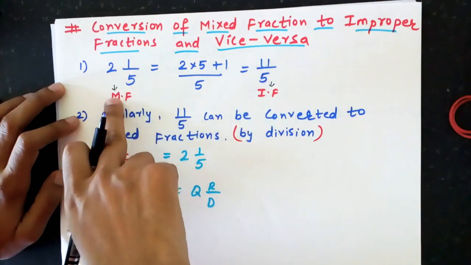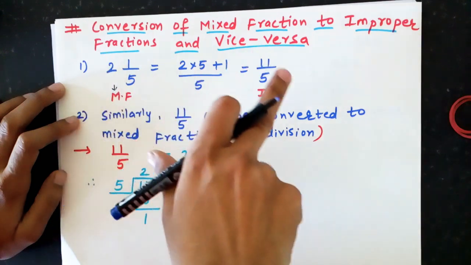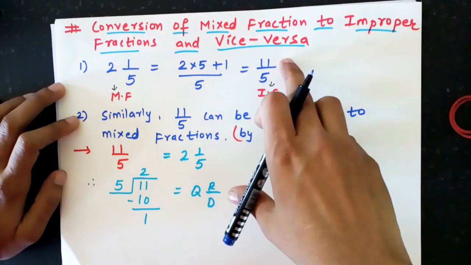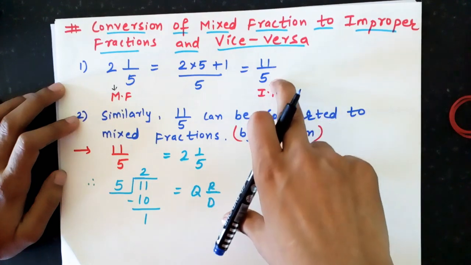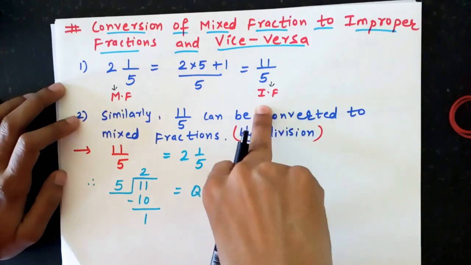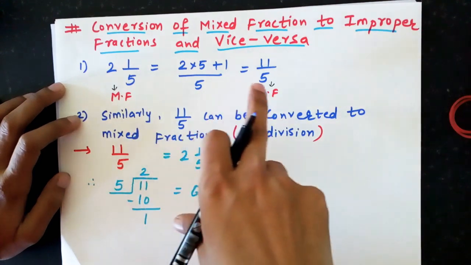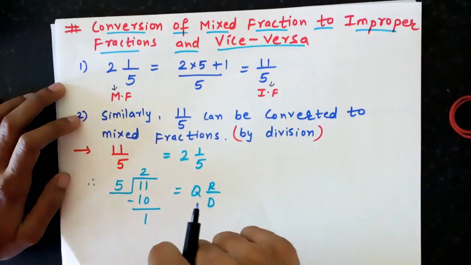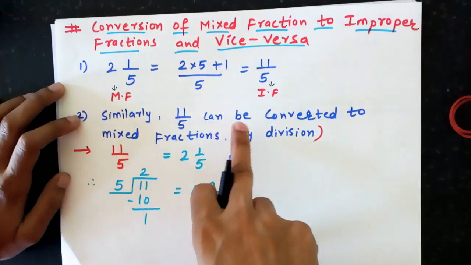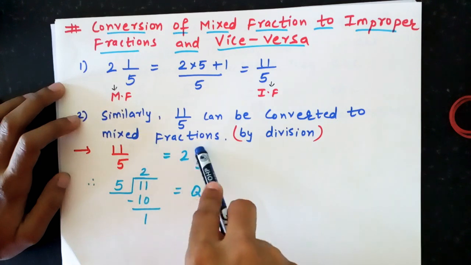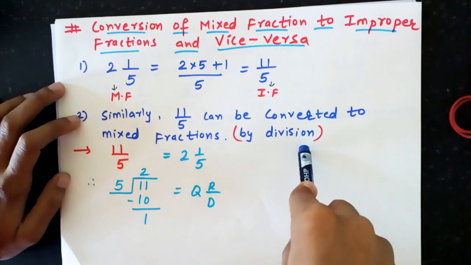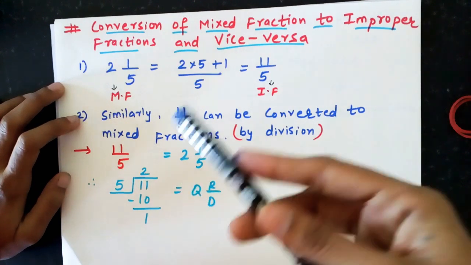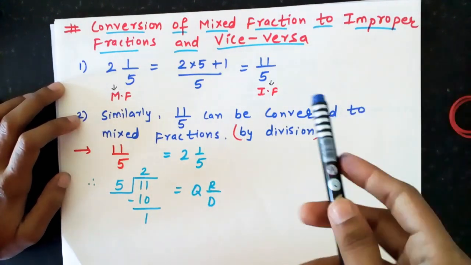So first this was a mixed fraction, and the answer we are getting is an improper fraction. Why improper? Because the numerator is greater than the denominator. We have seen the definition. Similarly, an improper fraction can also be converted to a mixed fraction. Both ways of conversion are possible. So 11 upon 5 can be converted to a mixed fraction by division.